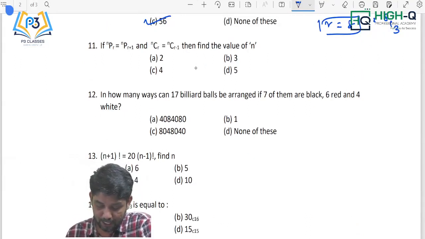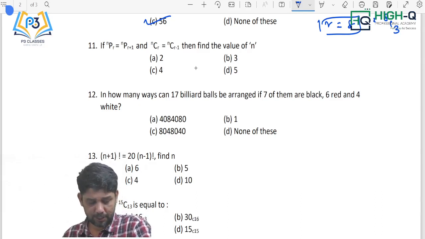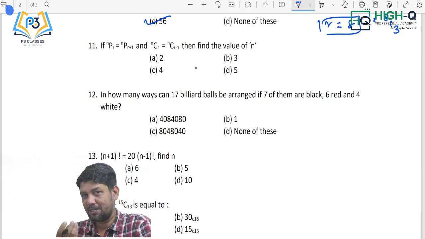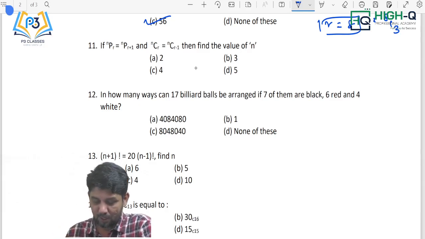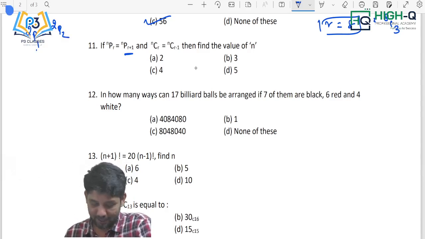nPr is equal to nP(r plus 1). nCr is equal to nC(r minus 1). Then find the value of n. Okay. We can check directly, because all are simple numbers. Can we check this, my dear? For example, n is 2, r is 1. 2P1 and 2P2 are one and the same. Correct, na? Fine. Same way, let me check.